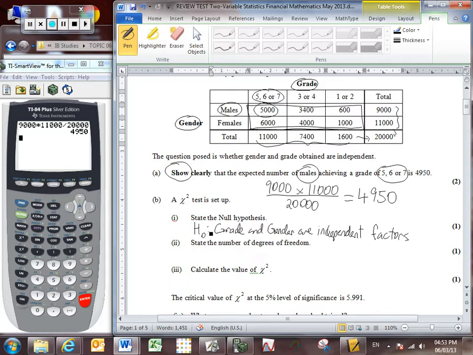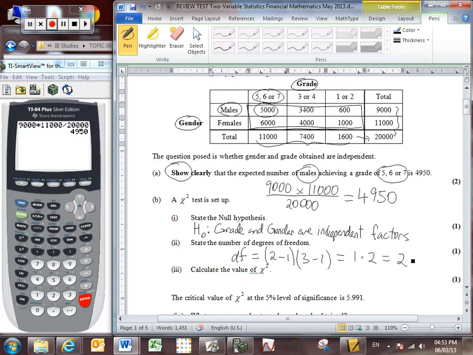Not sure. Oh, and by the way, I'm just going to say that's the null hypothesis. There we go. State the number of degrees of freedom. So this is where you have to be careful that we do not include the sums or totals row and column. So we've got 2 rows, so the degree of freedom, we've got 2 rows minus 1, and we've got 3 columns of data, 3 minus 1. And that gives me 1 times 2, and my degrees of freedom is 2.